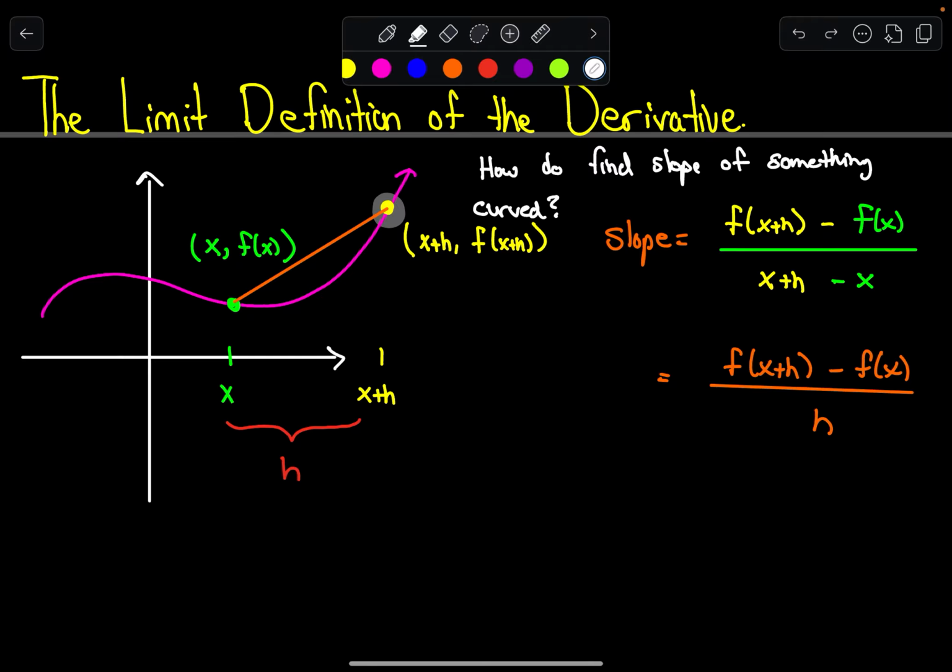And clearly this is not a good estimate, right? Because the slope of this line is kind of like that, and the slope of where we actually are is kind of like this. They're not exactly super close. But now that we have a new tool, which we call a limit, we can do cool things.